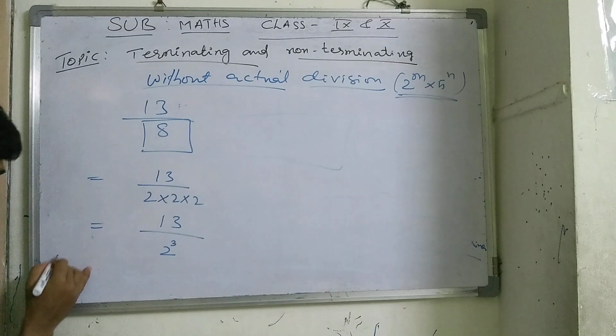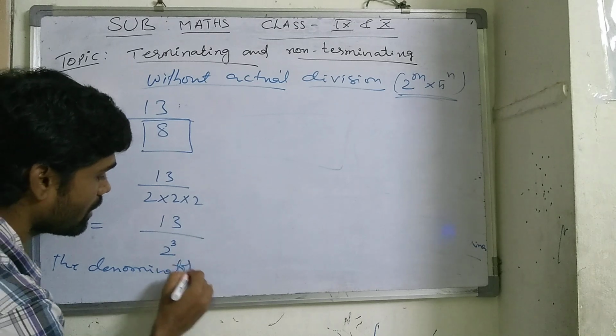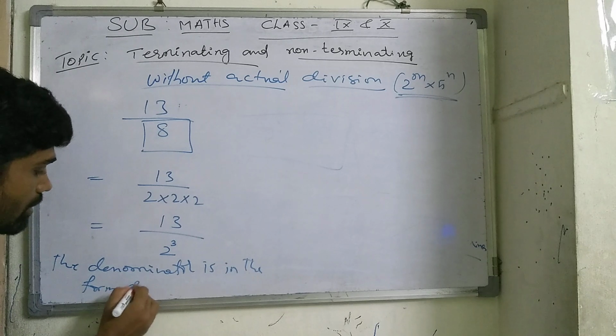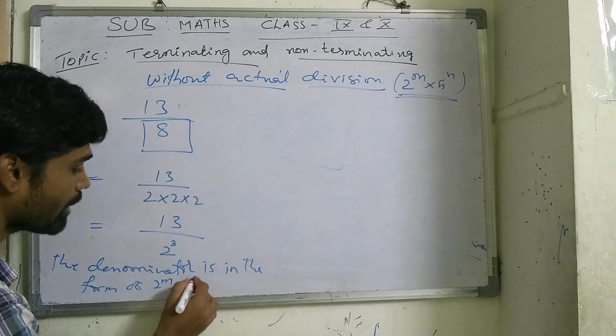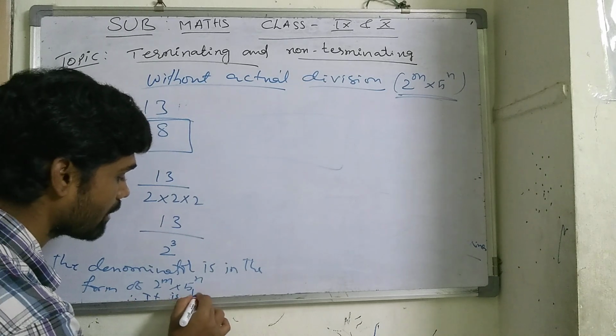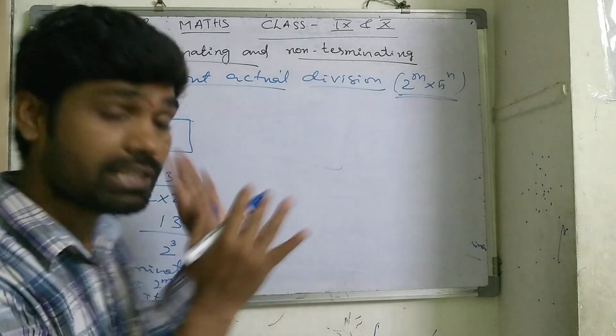So what do we write here? The denominator is in the form of 2 power m into 5 power n, therefore it is terminating. Okay, we have given the judgment here.